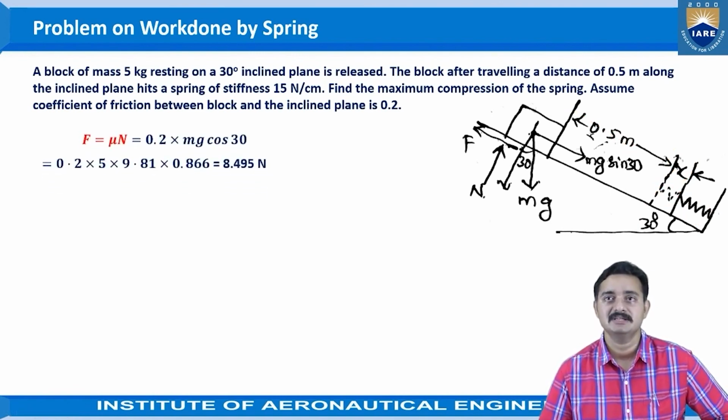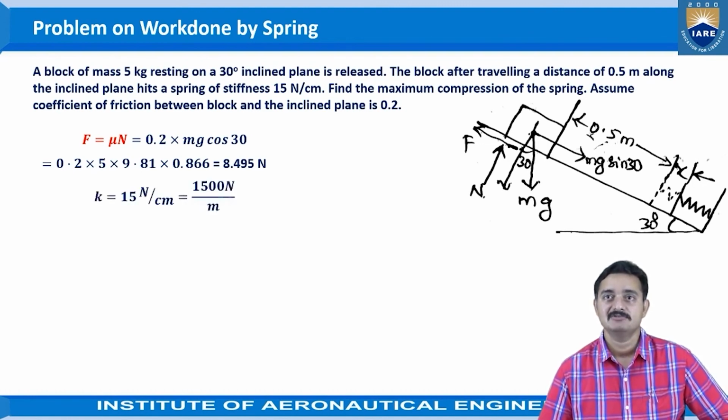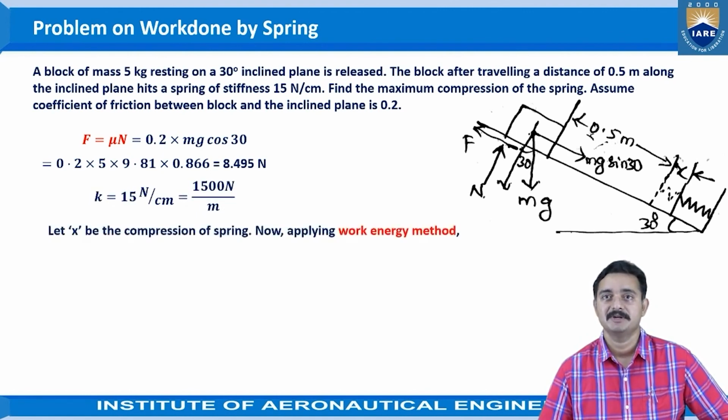From the free body diagram, we can get the value of F is equal to mu N, that is equal to 0.2 into mg cos 30, which is 0.2 into 5 into 9.81 into 0.866, that is equal to 8.495 Newton. And K is equal to 15 Newton per centimeter, that is equal to 1500 Newton per meter. Let x be the compression of the spring.